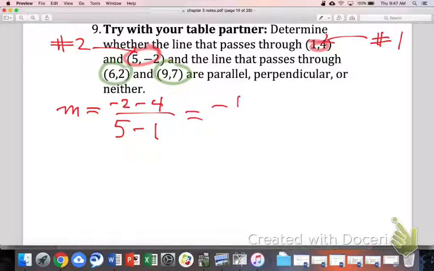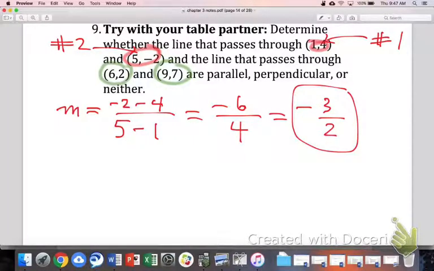-6. And of course, 5 minus 1 is 4. So I'm getting -6 fourths. I am going to reduce this just so I can compare as easily as possible. How does this reduce? Negative by 2, so 3 over 2. Yep. Negative 3 over 2. So that right there, that is the slope of my red line.